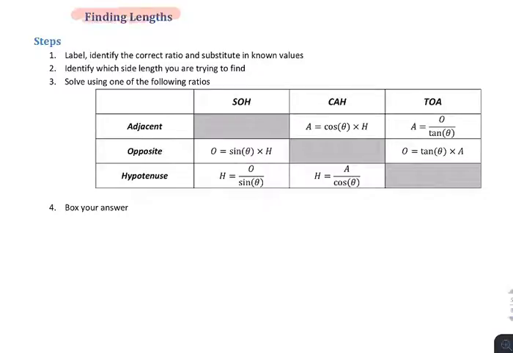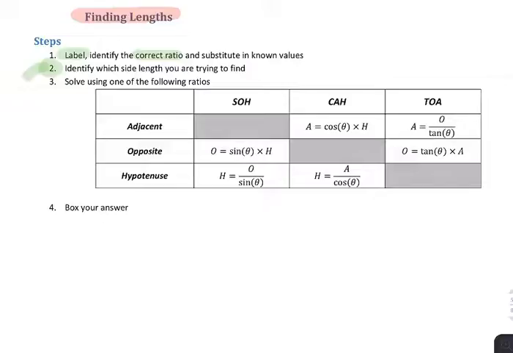This tutorial is going to be looking at finding lengths using trig ratios. So step one is to draw a diagram, label it, identify the correct ratio, and then substitute in any values that you know. By labeling it, we're talking about using our opposite, our adjacent, and our hypotenuse. What ratio to use? Well, what information do we have and what information are we trying to find? And that will help you find your correct ratio.